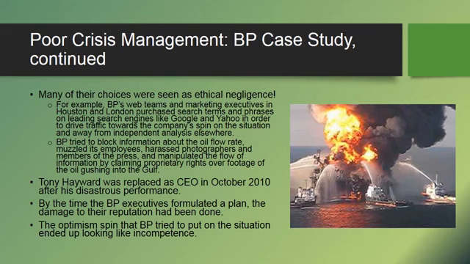Tony Hayward was replaced as CEO in October 2010 after his disastrous performance. We're talking several months. By the time the BP executives formulated a plan, the damage to their reputation had been done. The optimism spin that British Petroleum tried to put on the situation ended up looking like incompetence. And to this day, there are a lot of people in the South, especially, who refuse to go to a BP gas station. There's still people around the country who remember that BP was involved in this horrible, horrible situation.